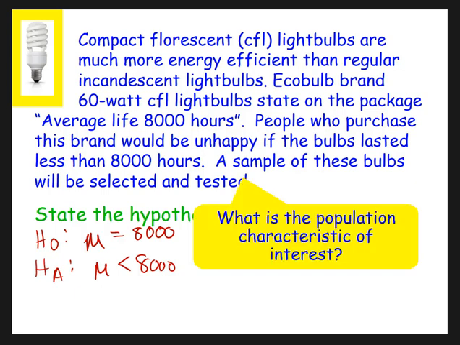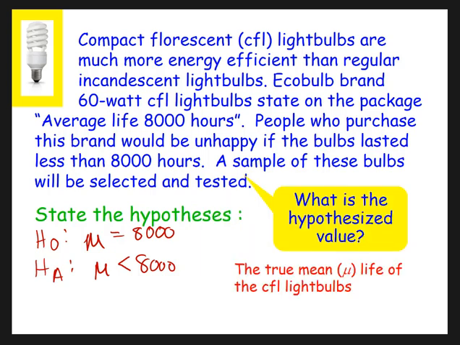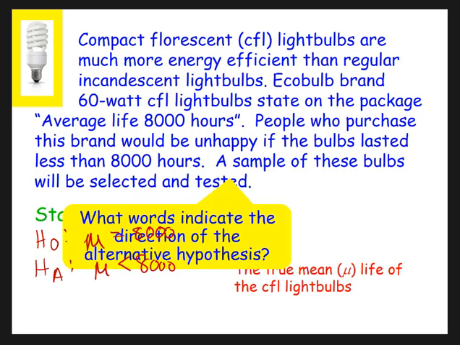So the characteristic of interest here is the mean life of those light bulbs. The hypothesized value is 8,000 hours. And again, that is telling us that the alternative would be less than, because that's where people would be unhappy if we found that to be true.